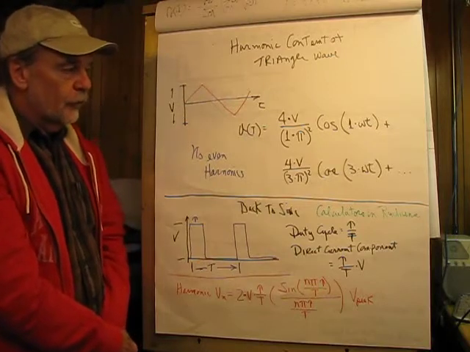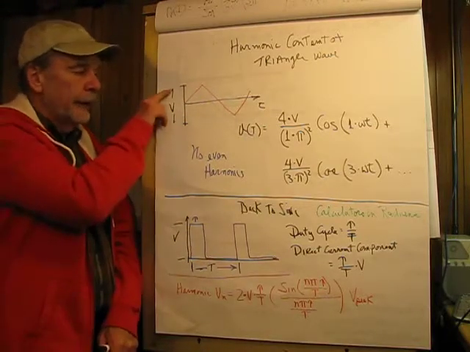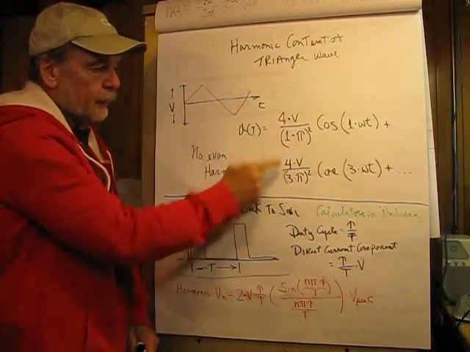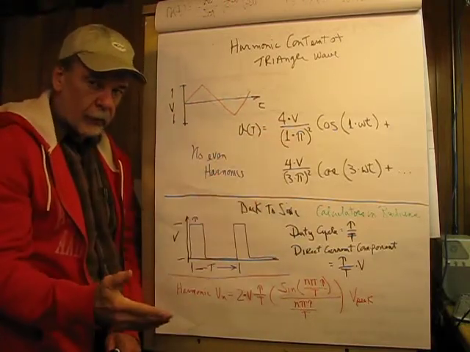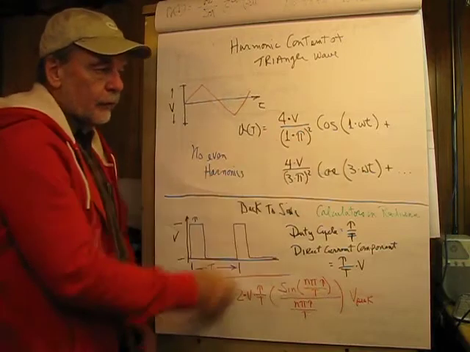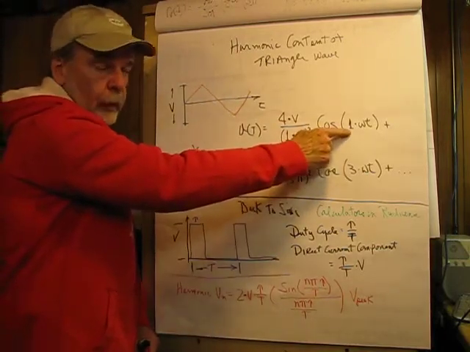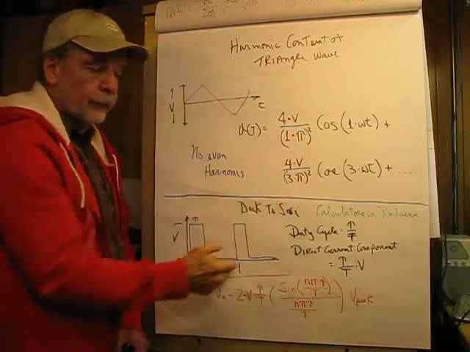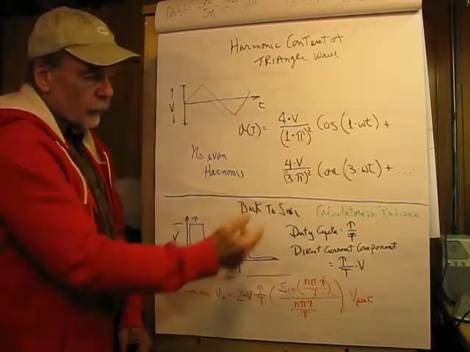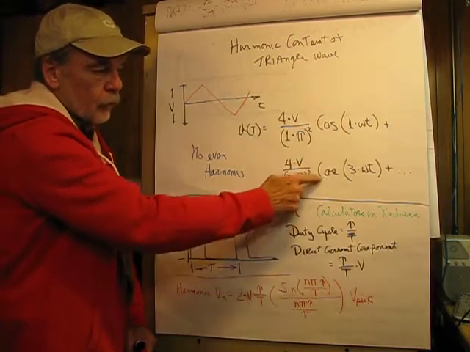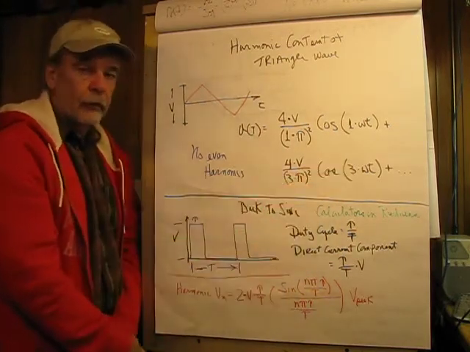Now the equation for this is a little bit more involved. Again, look at your definition of V, and that's going to be 4 times V divided by 1, a placeholder, times pi quantity squared, times the cosine of placeholder 1 omega t, plus for the third harmonic, it's going to be 4 times V, this time divided by 3 times pi, cosine of 3 omega t, and so forth.